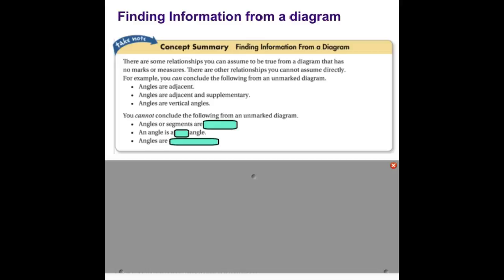Now the next three are things you cannot assume to be true. There has to be evidence to back this up. So you can't assume that things are congruent. You can't assume that something is a right angle or that angles are complementary. And so these are very important things to know. You need evidence for these last three to back them up, whereas the first three you can just look at a diagram and say, oh, that's true.